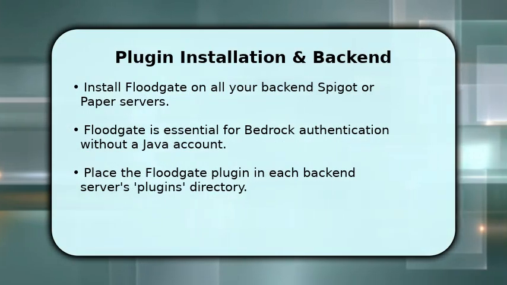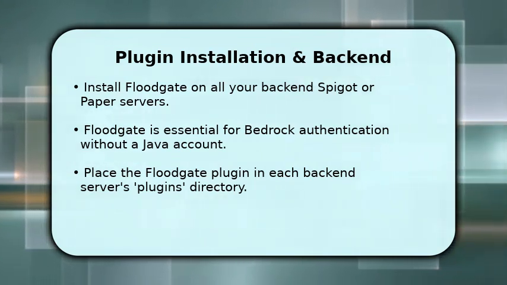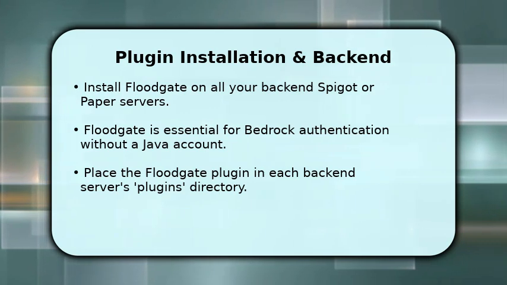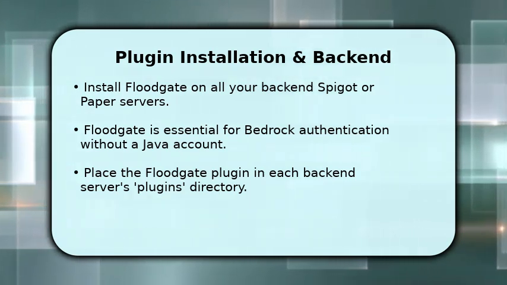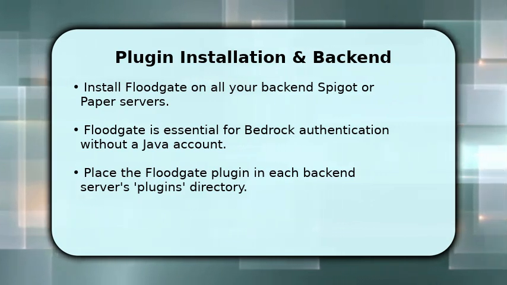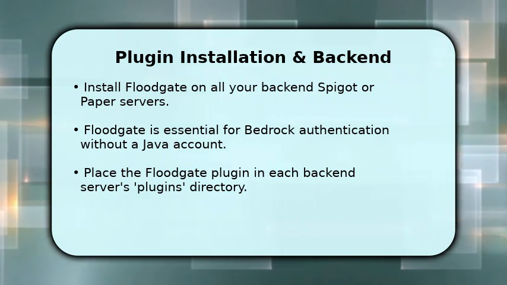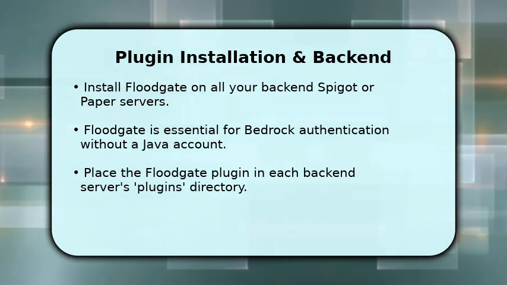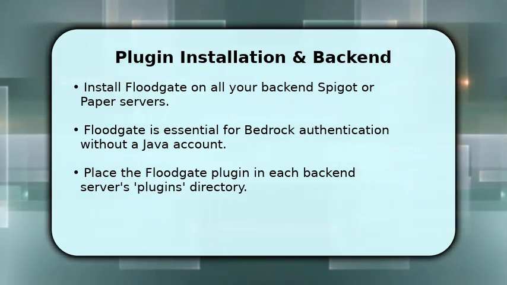Next, you must install Floodgate on all your backend Spigot or Paper servers. Floodgate is a companion plugin that handles Bedrock player authentication, allowing them to join without a Java Edition account. Download the appropriate Floodgate version for your backend server software and place it into each server's plugins folder. Restarting these servers after installation is vital for the changes to take effect properly.